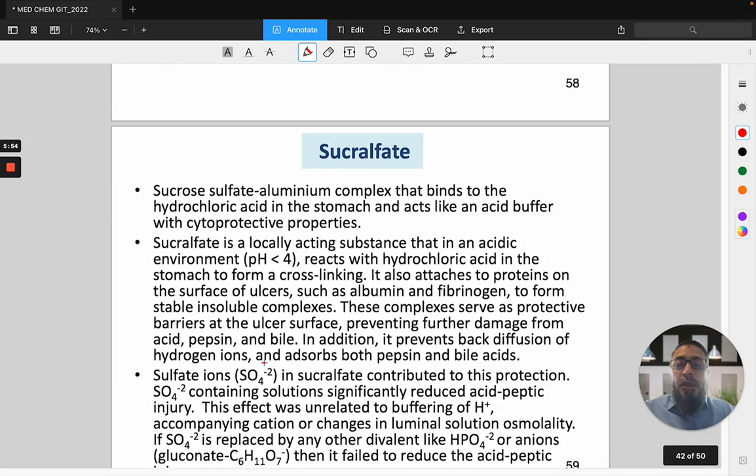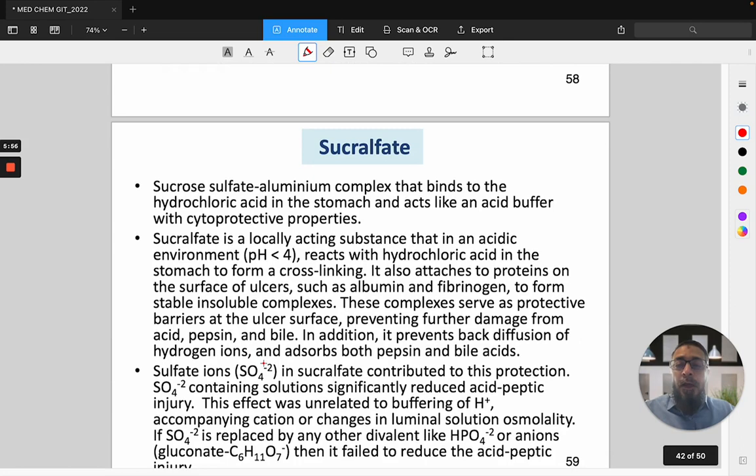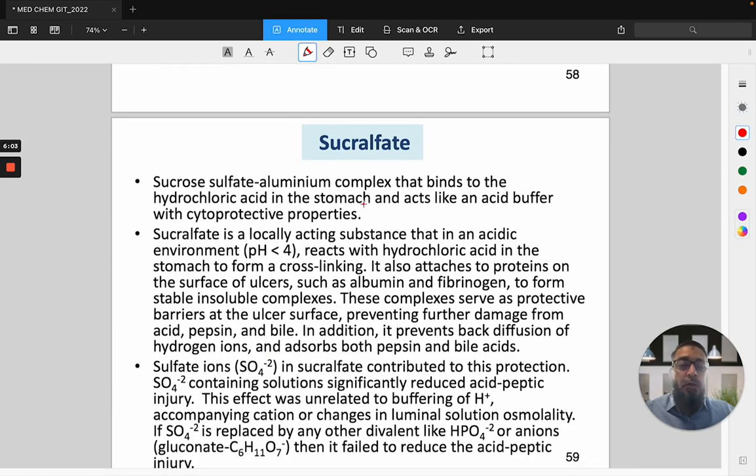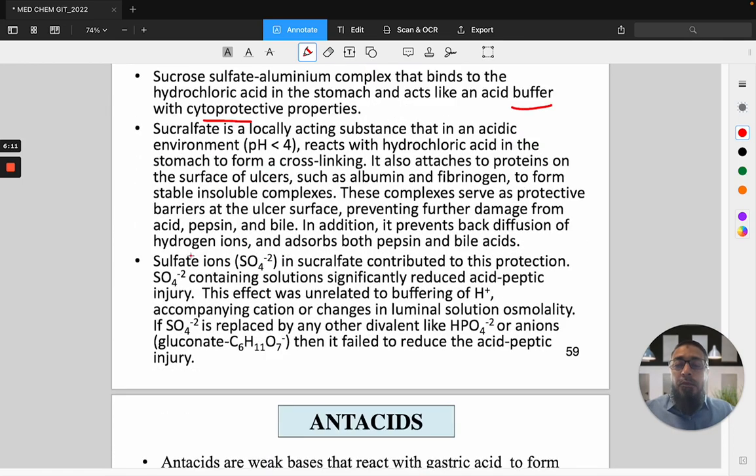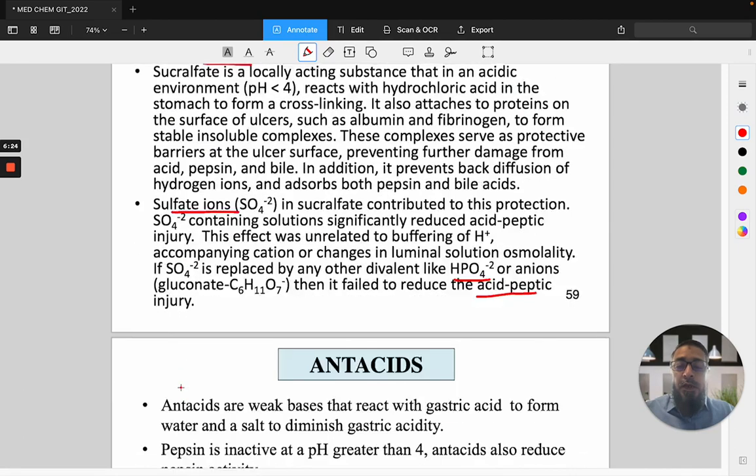So generally this sucrose sulfate aluminum complex binds to the hydrochloric acid of the stomach and acts as an acid buffer with cytoprotective property. In this molecule, the most important part is the sulfate ion. If the sulfate ion is replaced with the phosphate ion, then it fails to reduce the acid peptic injury.